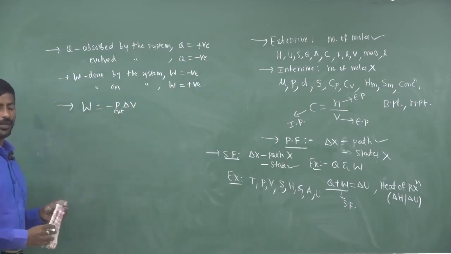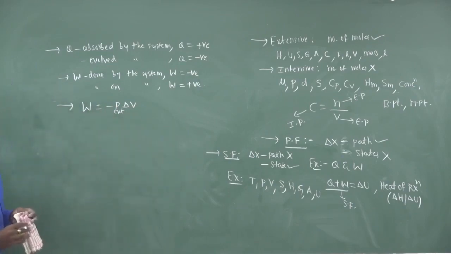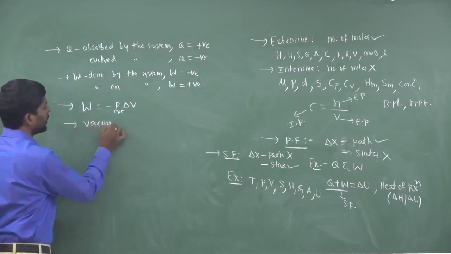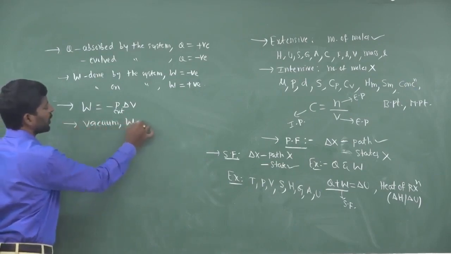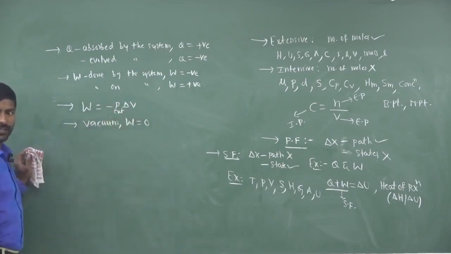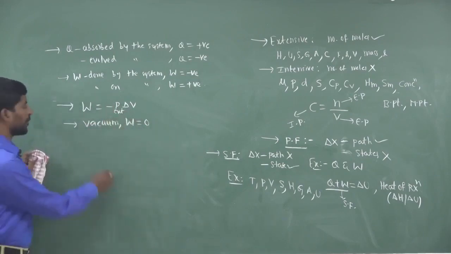where P is the external pressure or opposing pressure. W is equal to minus P delta V. If you do expansion against vacuum, what about work done? Zero. Expansion against vacuum means the opposing pressure is zero, external pressure is zero, so work done is zero.